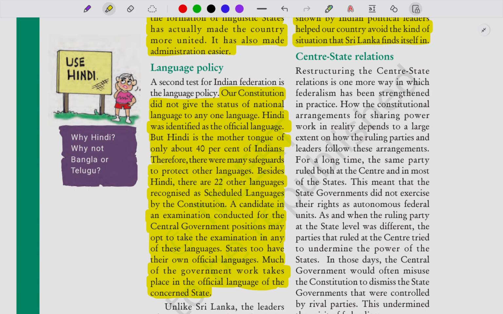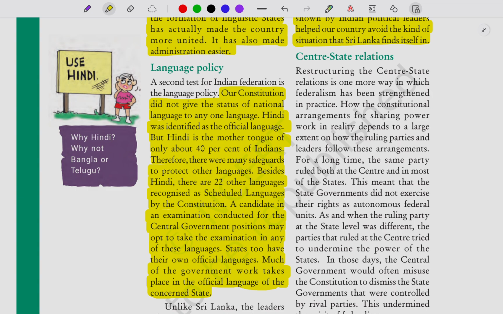Reconstructing the center state relationships is one more way in which federalism has been strengthened in practice. How the constitutional arrangements for sharing power work in reality depends to a larger extent on how the ruling parties and the leaders follow these arrangements. For a long time, the same party ruled both at the center and in most of the states. This meant that the state governments did not exercise their rights as the autonomous federal units.